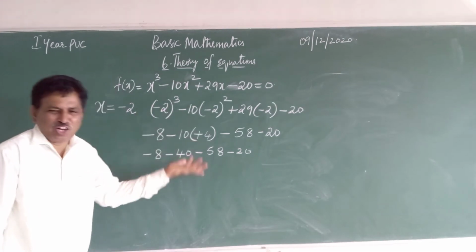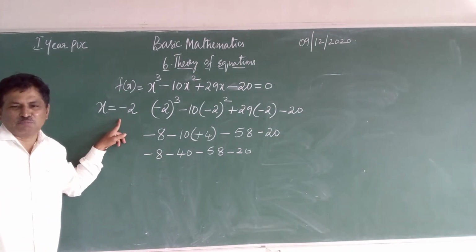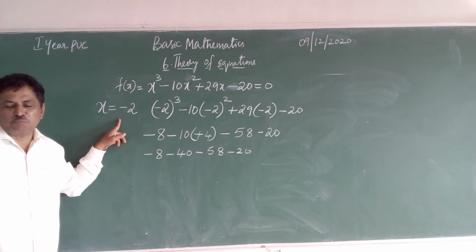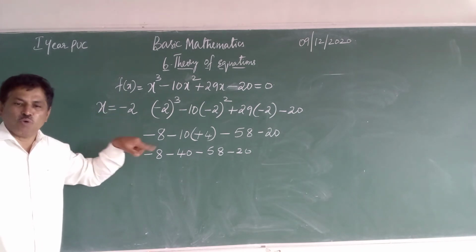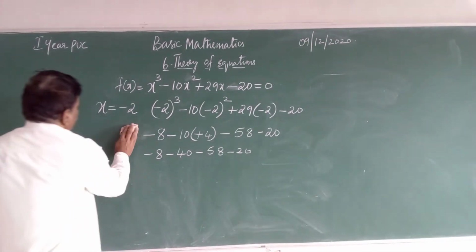Then some other value comes other than 0. That means x cannot be taken as -2. That means we are supposed to try with 1. Try with 1. Yes, we will take 1.